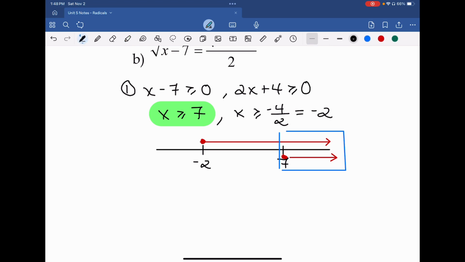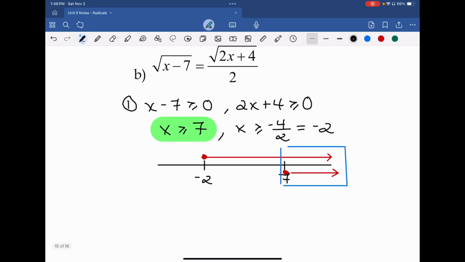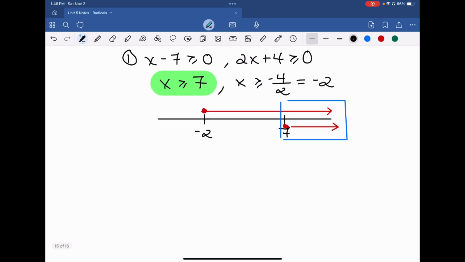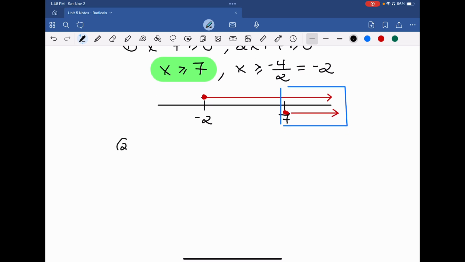Now for part 2, let's see if we can actually figure out what this x value is that satisfies both of these situations. To do that, again, I always like to write the original. So this is the square root of x minus 7, which is equal to the square root of 2x plus 4 over 2. I'm going to start by multiplying both sides by 2. I think that's a pretty logical step here.